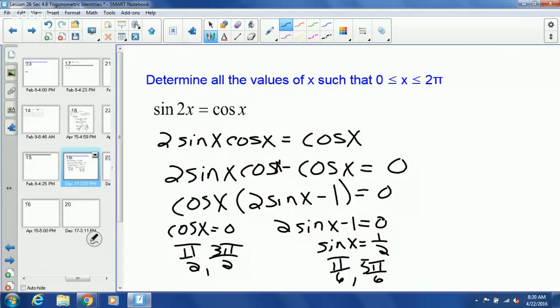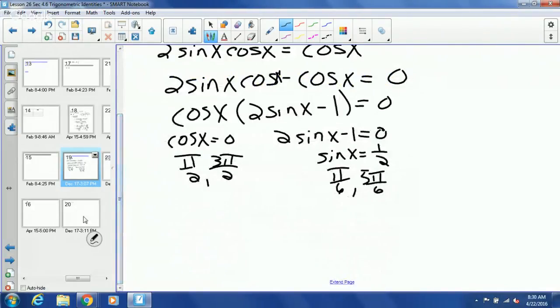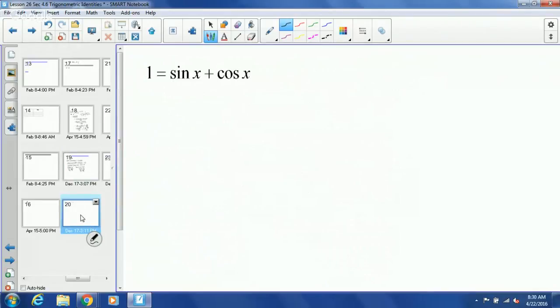Is that on this page, or do you go to the next page? For me, it's on the next page. That's your next one, right? Is that your next one? Yeah. Okay.